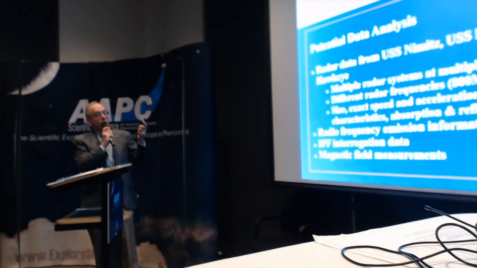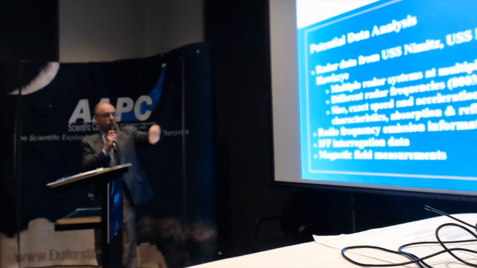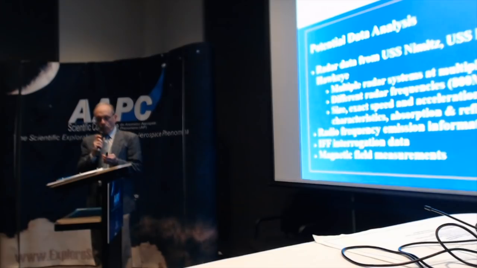However, the important part is that we've got an excellent data opportunity. If we could have those tapes, the radar systems across this carrier strike group are anywhere from 800 megahertz to 12 gigahertz. So there's a lot of valuable information. I believe that if we had access to that, we would know the exact size of the object, the exact acceleration capabilities, the exact ability for directional movement change, and possibly even the material, because we have these various frequencies of radar information and other frequencies.